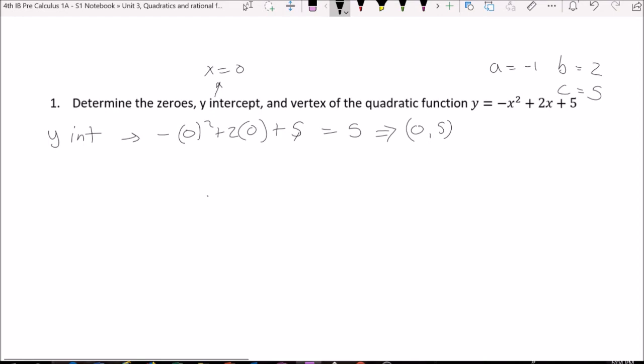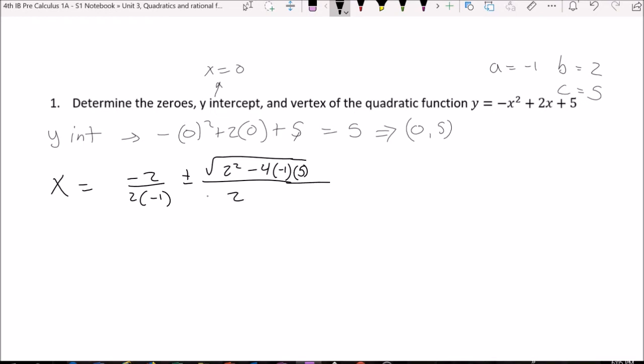Okay, let's fill in the quadratic formula then. So for the x-intercepts, negative b plus or minus the square root of b squared minus 4 times a times c, all over 2a. And guys, from here it's just simplifying. That's all we really need to do from this point.